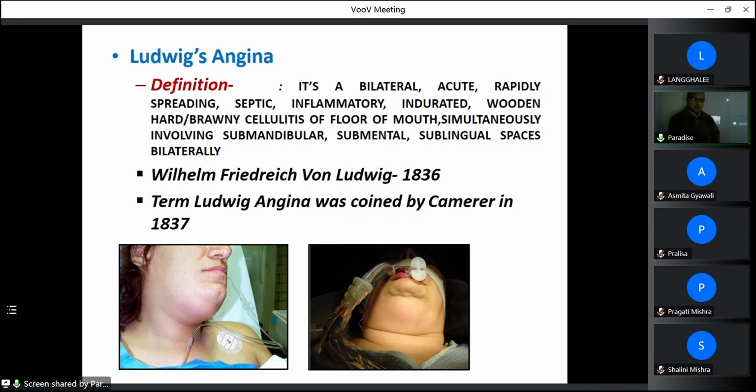After that, you have to use the red rubber drain. Place the drain, then you have to do irrigation either 8 hourly or 12 hourly. Again, the same thing: send for culture sensitivity testing, and start IV medications for at least 3 days. Once the infection and the swelling have subsided, then you can change to oral medications.